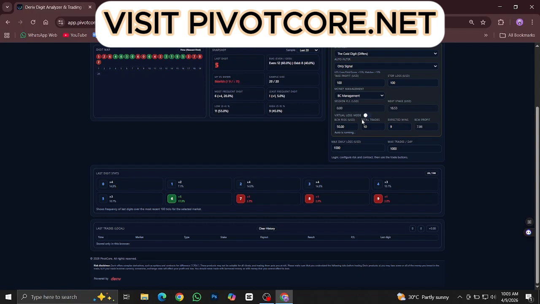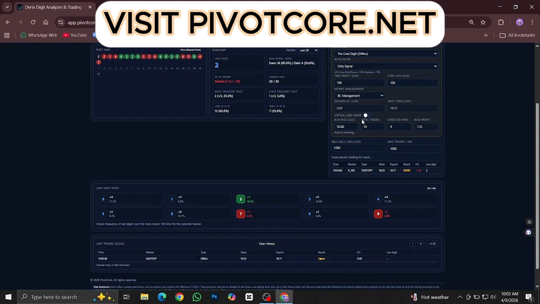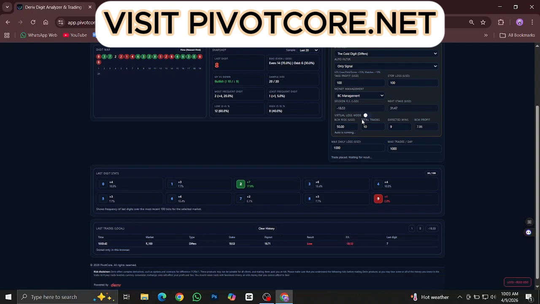Today, we are looking at PivotCore.net, a powerful auto trading platform built specifically for Deriv traders. I'm putting this platform to the ultimate test. My plan today is to execute 10 trades using the digit differs strategy, with a target of winning at least 9 of them. That is a 90% success rate. If you've ever struggled with manual trading or emotional decisions, stay tuned, because I'm going to show you how automation can bring the discipline you've been missing.